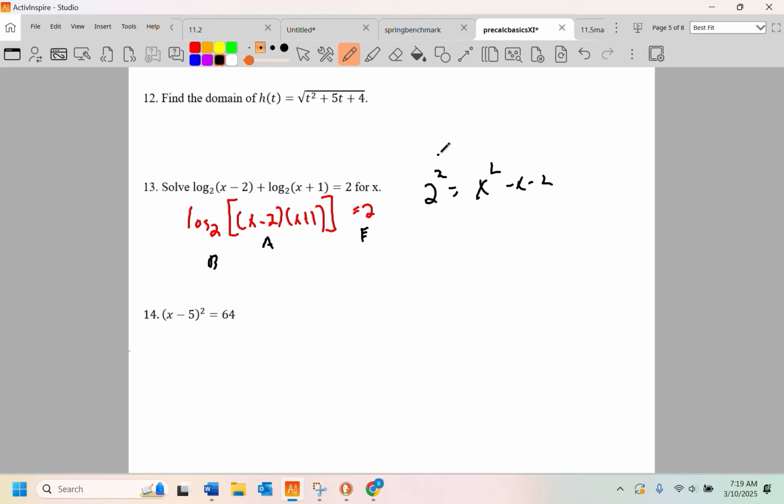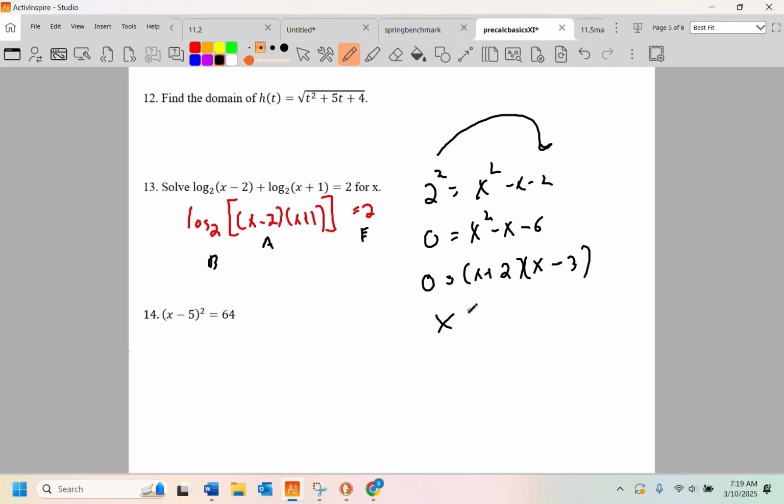And 2 squared is 4. We're going to shift it right. X squared minus x minus 6, which does factor. Takes an x and an x, x squared. It takes a 2 and a 3 to create negative 6, and it takes a negative 3 plus 2 to create the negative x in the middle.